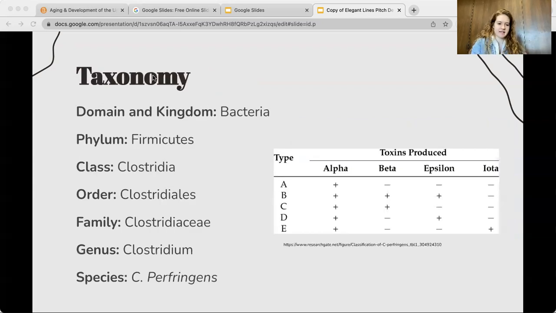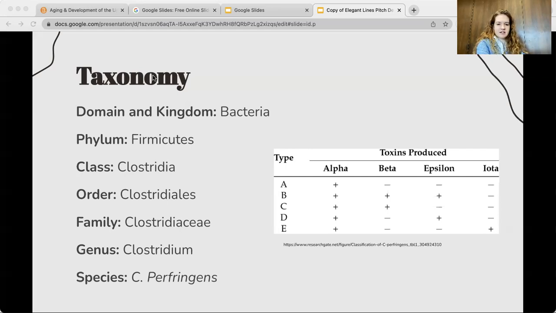So you guys can look over the taxonomy. I'm just going to talk about the family, which is Clostridiaceae. A lot of bacteria are being moved out of this family just because more advanced technology is teaching us more about the bacteria. So it's kind of being debated right now. Just an interesting fact.